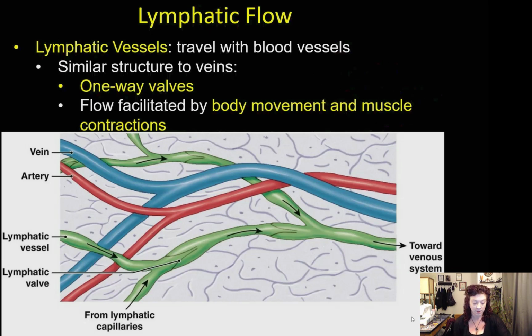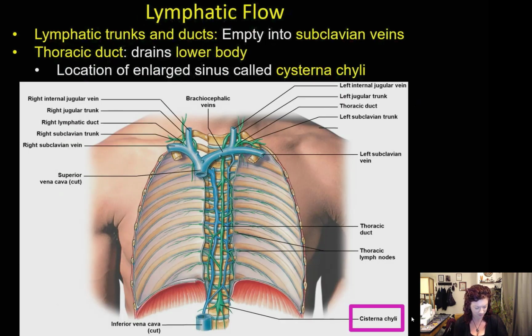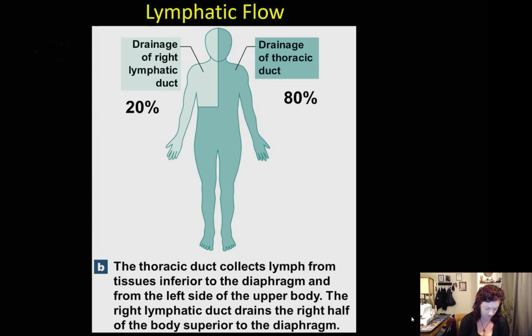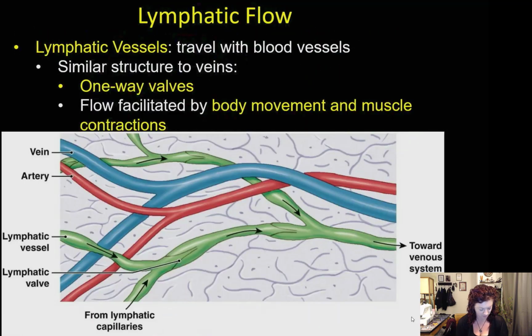As I mentioned earlier, lymphatic vessels travel alongside blood vessels, and structurally they're pretty similar to veins. They have one-way valves, just like veins do. So they have those one-way valves to prevent backflow, and their unidirectional flow is facilitated, helped along by body movement and muscle contractions. So a lot of similarities with veins here.